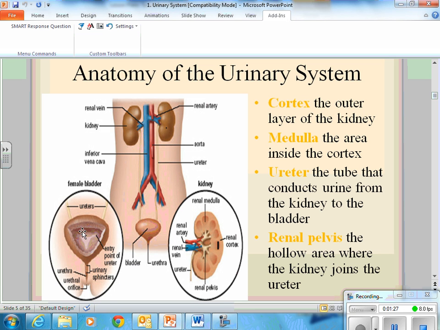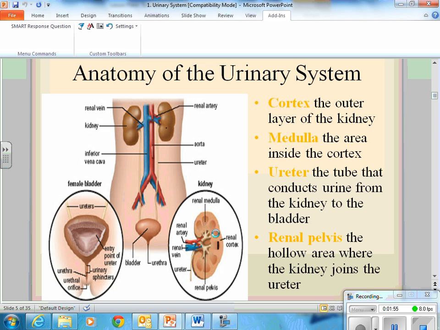This is where you store urine until you're able to get rid of it. You can control that with this urinary sphincter, a muscle here that helps you to control your bladder. The bladder is kind of like a balloon made up of muscle, and when it expands, it triggers these stretch receptors. That's what lets you know that you have to go to the bathroom. Your bladder will not explode inside of you like a popped balloon, because your brain knows from those stretch receptors that it's getting full.